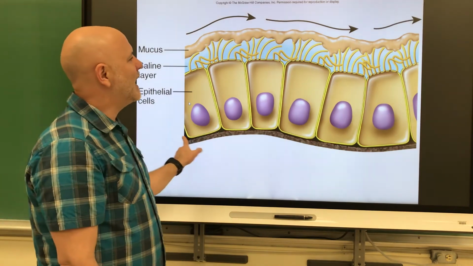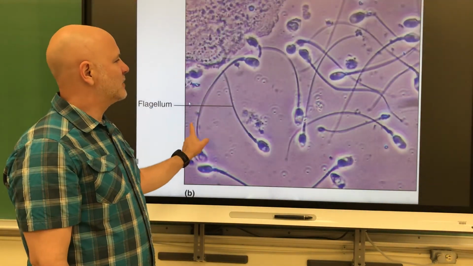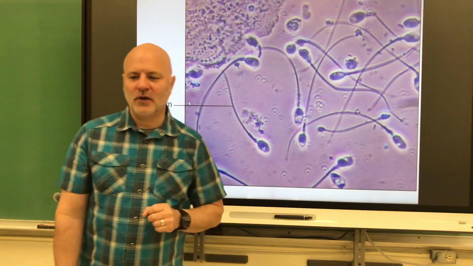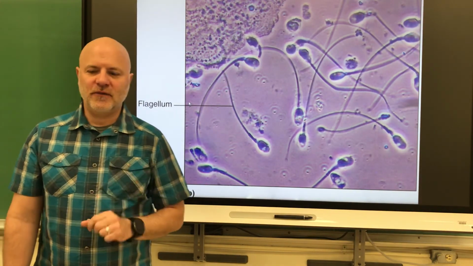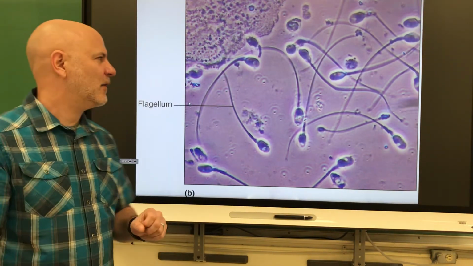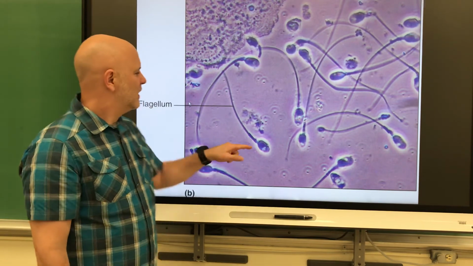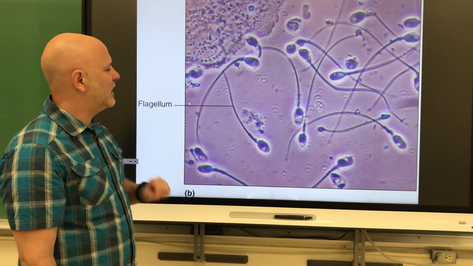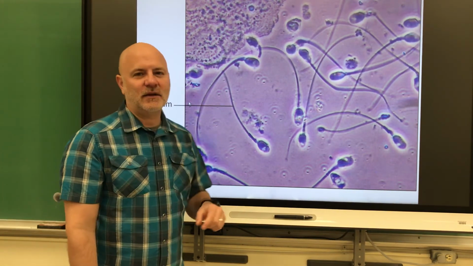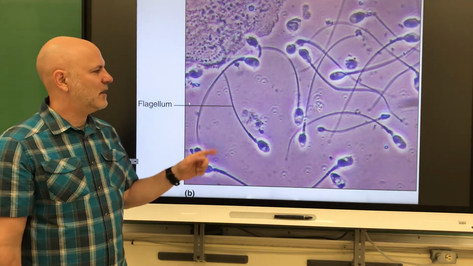All right, next is flagella. Flagella are long whip-like appendages, generally few in number. They're going to move a cell through its liquid environment. All right, so this is showing the flagellum right there, singular. The only cells that humans make that have a flagellum are sperm cells.